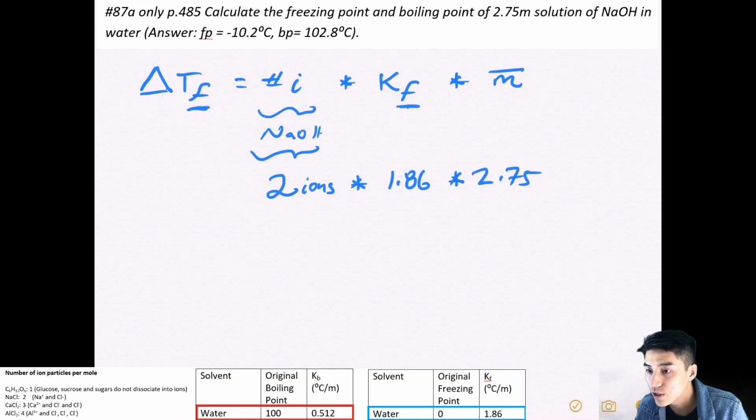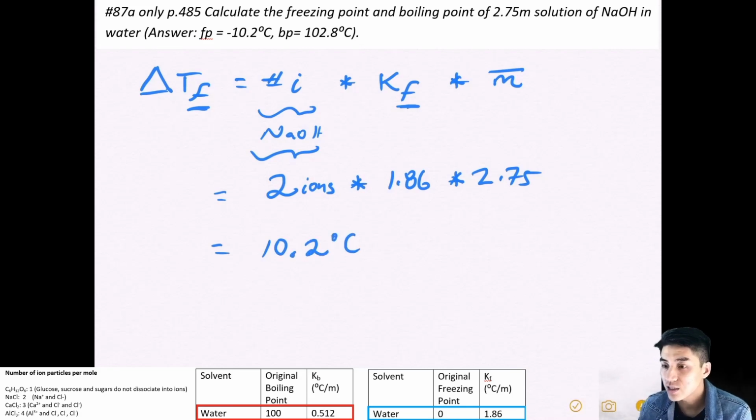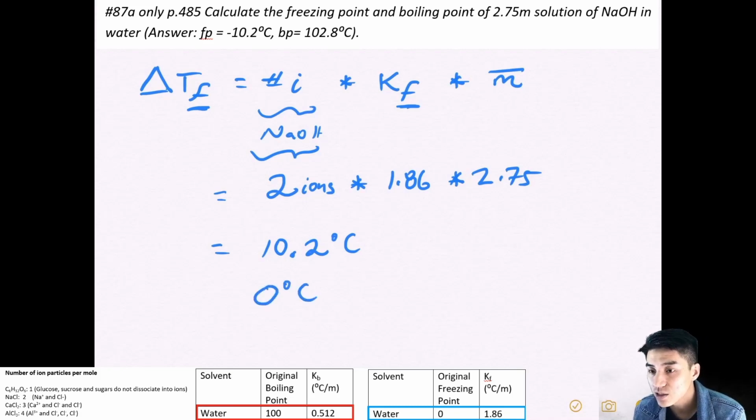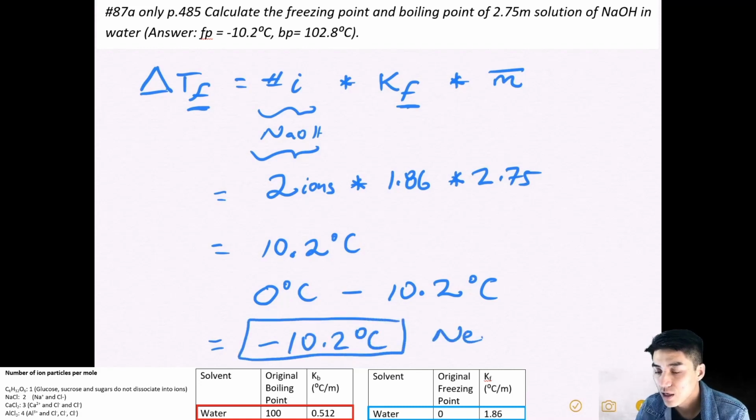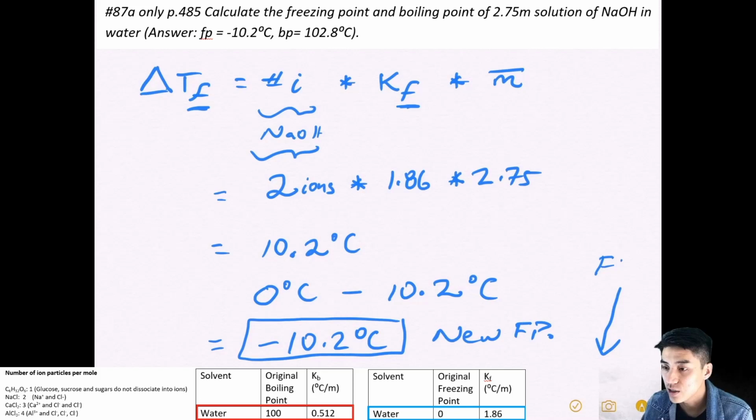And I'm going to plug in 2.75 again for molality. That's the concentration of my solution. So when I crunch these three numbers, I am going to get 10.2 degrees Celsius. That's how much the freezing point will change by. So I'm going to subtract this from 0 degrees Celsius. My new freezing point is now negative 10.2 degrees Celsius. Again, this is known as freezing point depression. When I start dissolving stuff in a solvent, it causes the freezing point to go down.